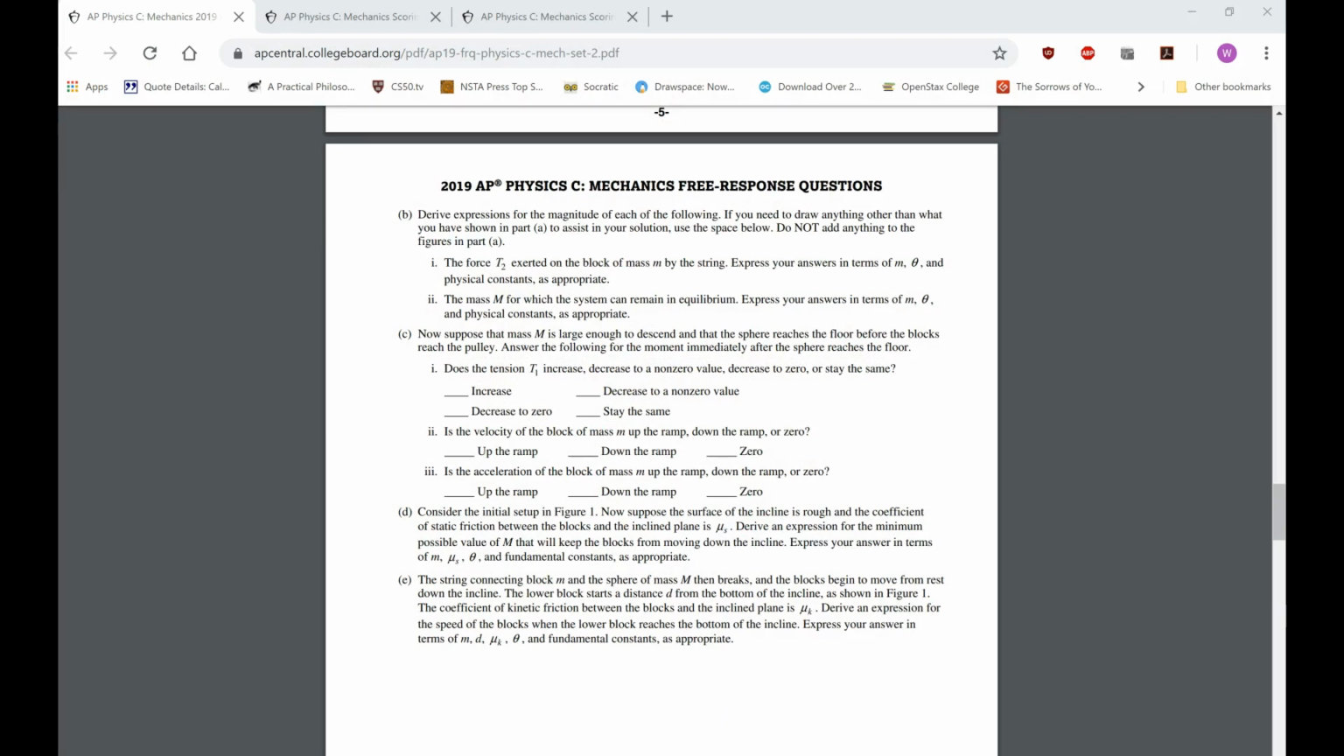So the first thing that we are asked to do is to show the force T2 exerted on the block of mass lowercase m by the string. Express your answers in terms of lowercase m, theta, and physical constants as appropriate. And then the next one is to find the mass capital M for which the system can remain in equilibrium. Express your answers in terms of lowercase m, theta, and physical constants as appropriate.